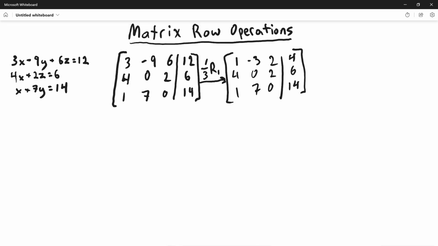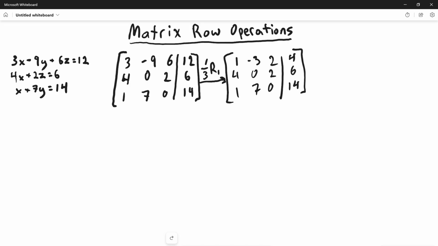So all I did there is multiply each component of row 1 by 1/3. So 3 times 1/3 is 1, negative 9 times 1/3 is negative 3, 6 times 1/3 is 2, and 12 times 1/3 is 4. So that's scaling, alright? We just multiply it by some scalar value. But why are you allowed to do this?